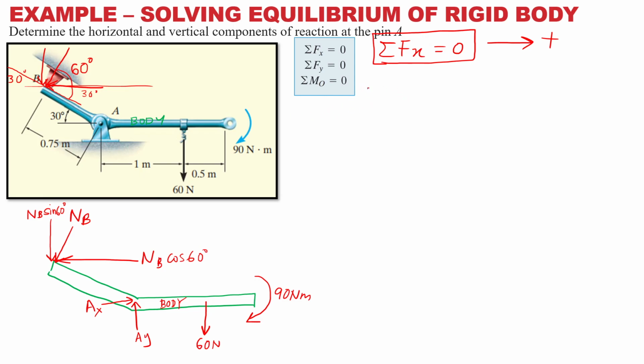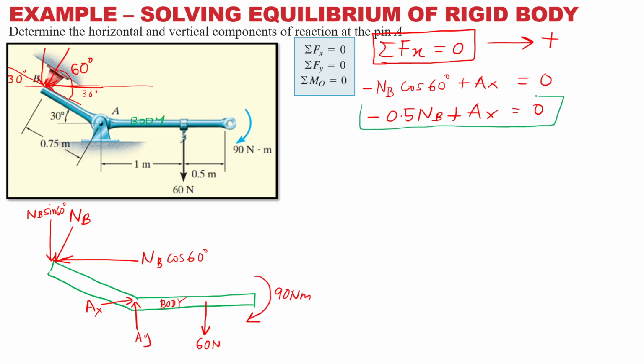So negative NB cos 60 degrees, plus AX. That's all, equal to 0. NB we don't know, AX as well. Cos 60 is 0.5. So negative 0.5 NB plus AX is equal to 0. So this is equation number 1, which is important. You might want to put a rectangle around it because we are going to use it again.